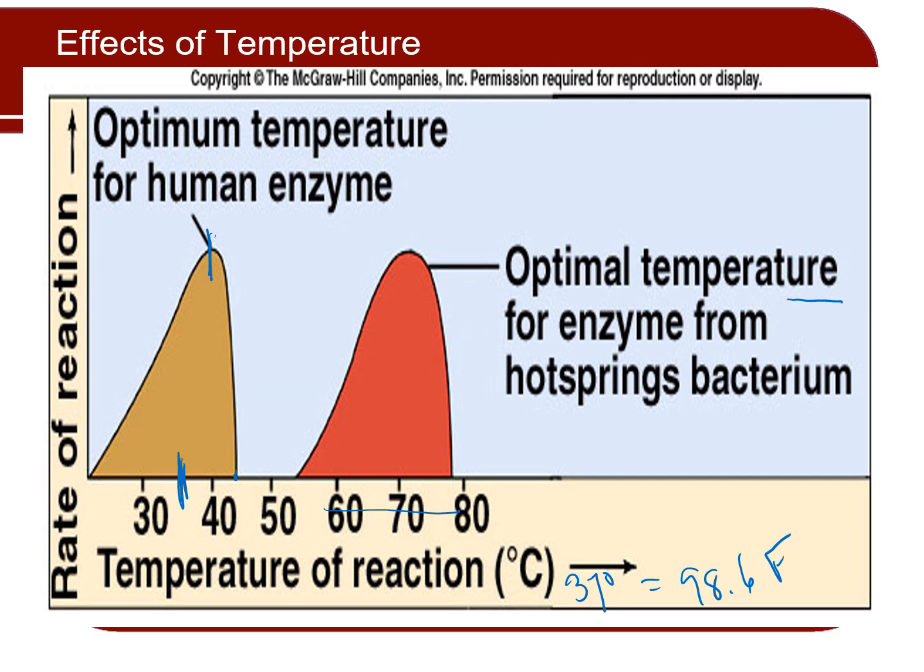This is an enzyme from a bacteria that lives in hot springs, and you can see that because it usually lives in quite hot water, its enzymes work best at about 70 degrees. Our enzymes would be totally non-functional. When an enzyme breaks down, that's called denaturation.